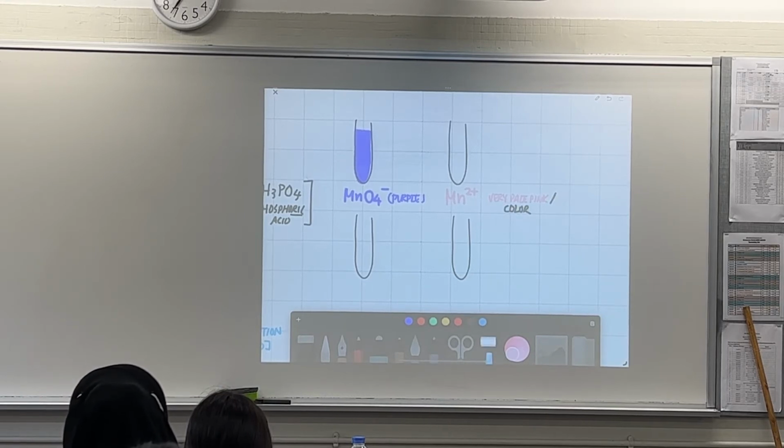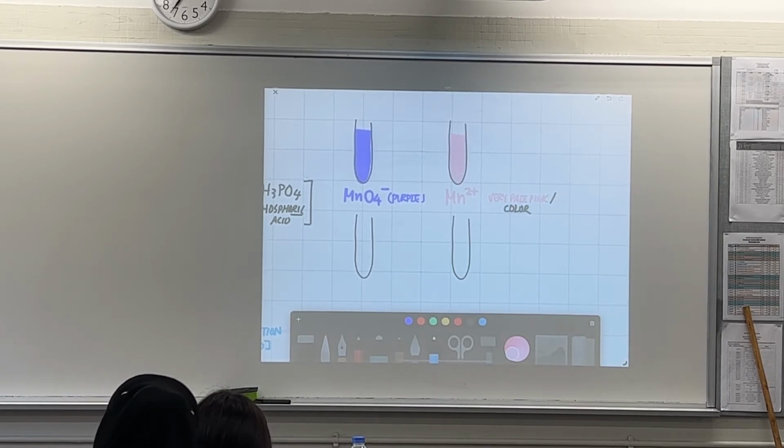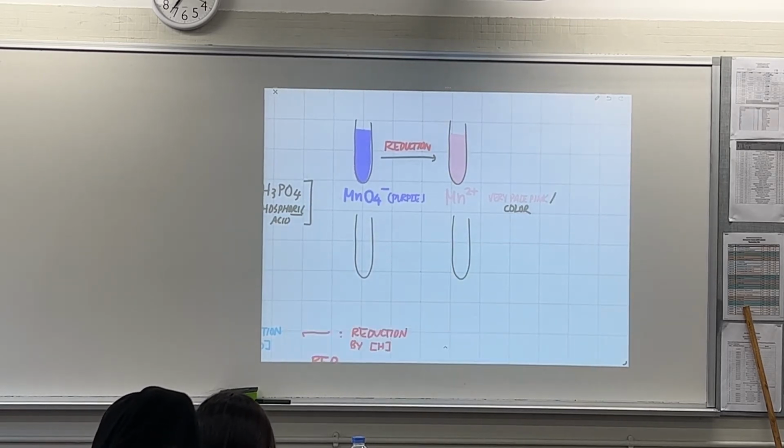Okay, so you have this color change, and this is the reduction that happens to the oxidizing agent MnO4 minus. And when you use Cl2O7 minus, what is the color of Cl2O7 minus? Orange, yes.